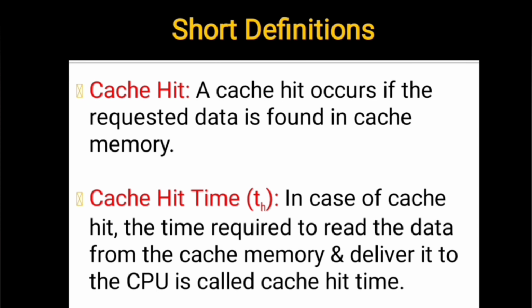Now, let us understand the next term, that is cache hit time, which is denoted by small t, and in a subscript, we have a small h. Now, in case of cache hit, the time required to read the data from the cache memory and deliver it to the CPU is called the cache hit time. So if the data is available in the cache memory, your processor would require some time to search that data from the cache memory and finally read it. That amount of time will be termed as cache hit time.